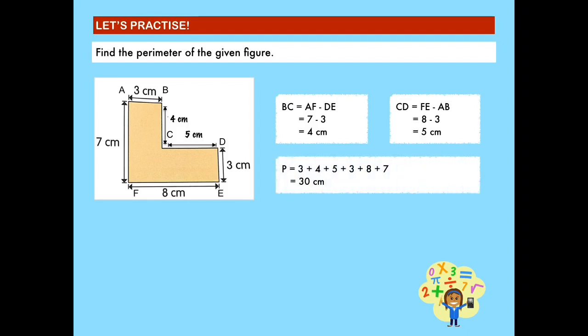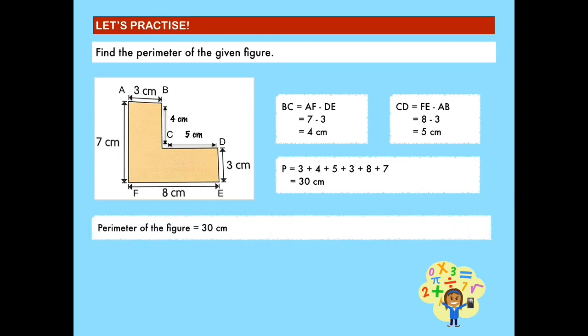Since we already know the length of all the sides, we can now get the perimeter of the figure. We add 3 plus 4 plus 5 plus 3 plus 8 plus 7, which will give us a total of 30 centimeters. We say that the perimeter of the figure is 30 centimeters.